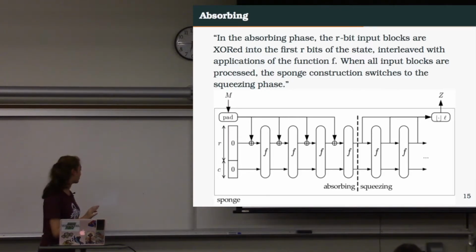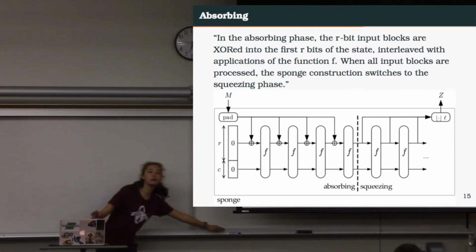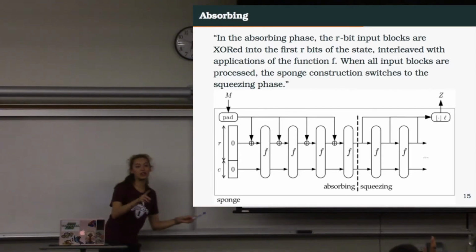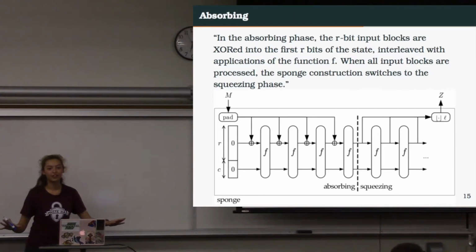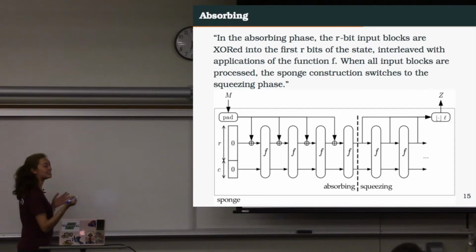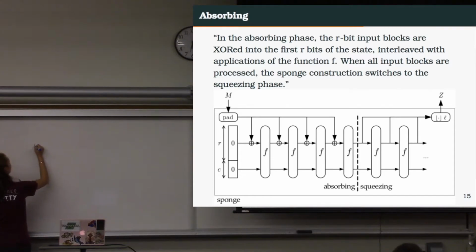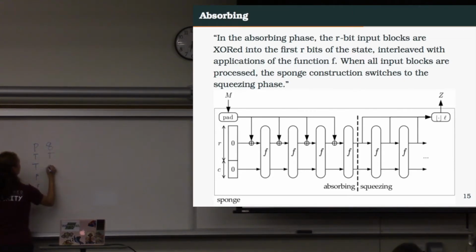So first, I'm going to explain, who doesn't know what an XOR is? OK, cool. So a fair number of you. Has everyone seen or understand the concept of a truth table? OK, cool. They're pretty easy. If you have P and you have Q, and P is true, true, false, false, and Q is true, false, true, false.